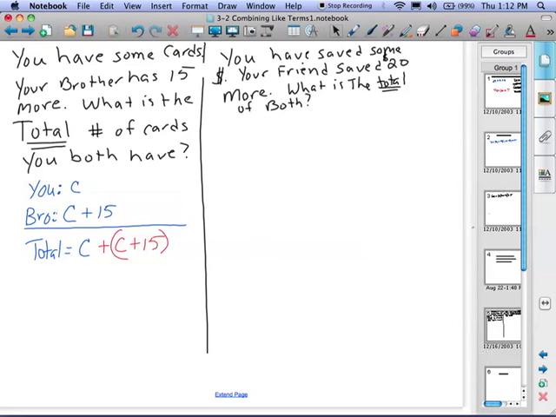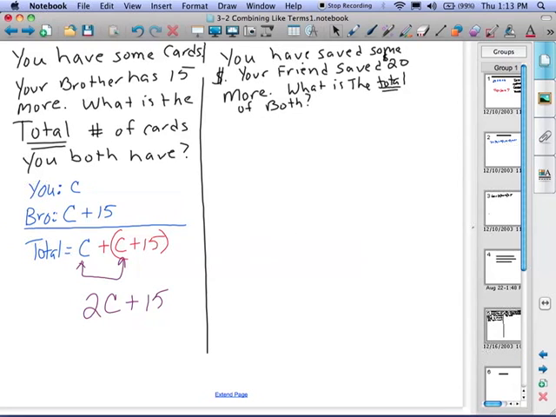We can simplify this, like we did on the previous board, by combining like terms. We have C's that are there. We have one C in blue and one C in red. When we combine them, we have 1 plus 1. We get 2C plus 15. That's the total number of cards that you and your brother have. In these examples, you're actually not going to find out how many cards there are. It's more an exercise in creating the equation that you would use to find out. Later, you'll be given more information to help find out exactly how many cards each of you has.